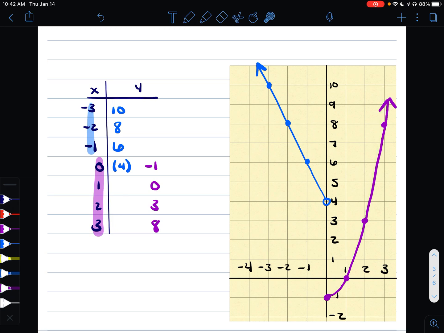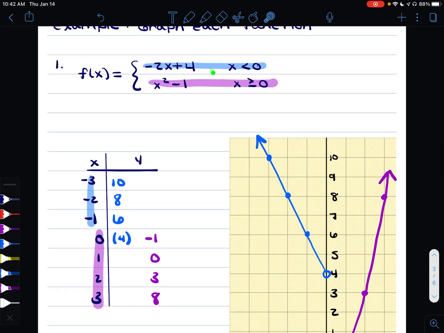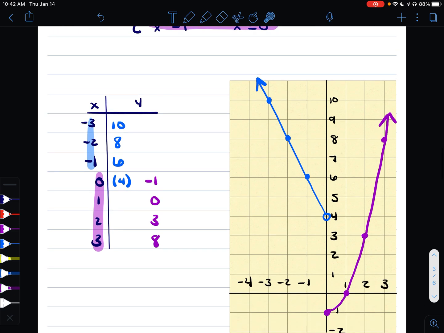Okay, so when you're graphing these piecewise functions, they may not connect. You might have a gap in them, you might have a break in them, and that's perfectly okay. So you just want to think about where's the first equation leading, plot that open circle at wherever your transition point is, and then keep going with your second equation.